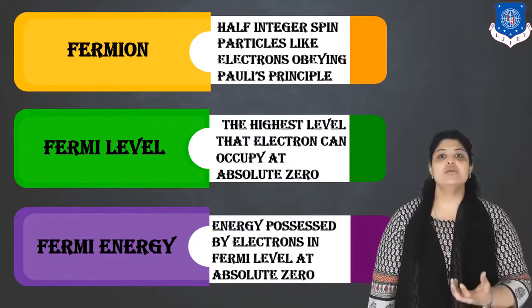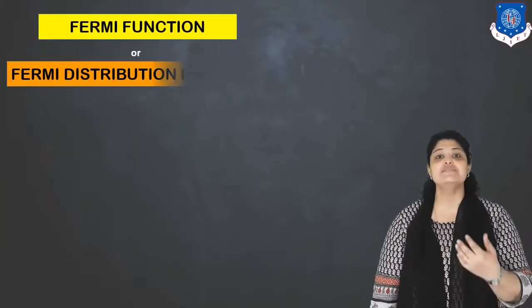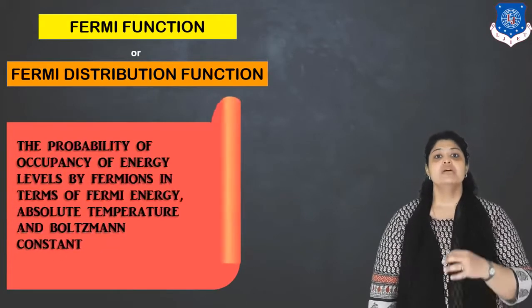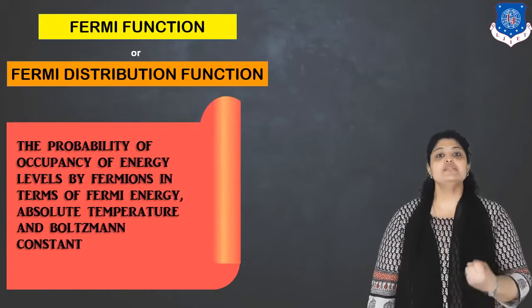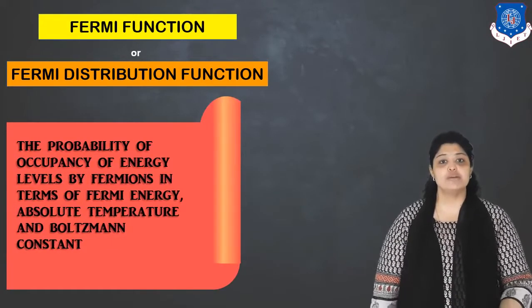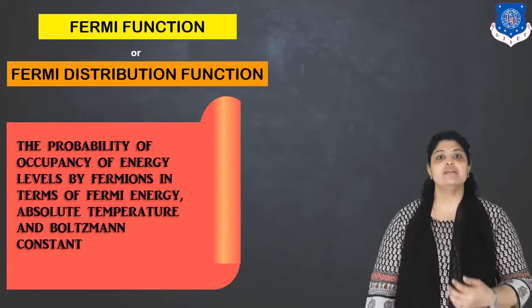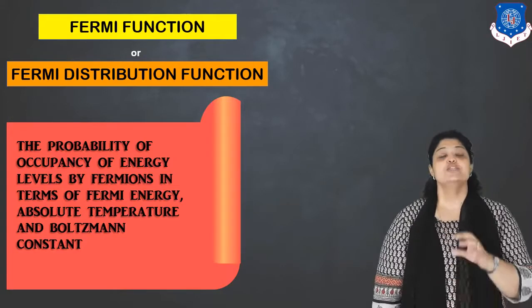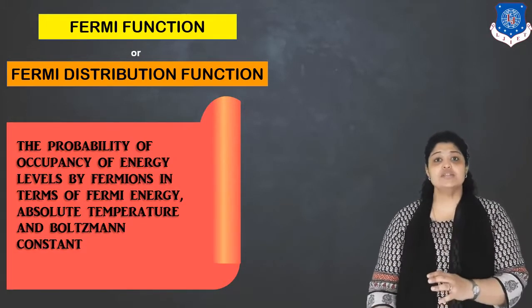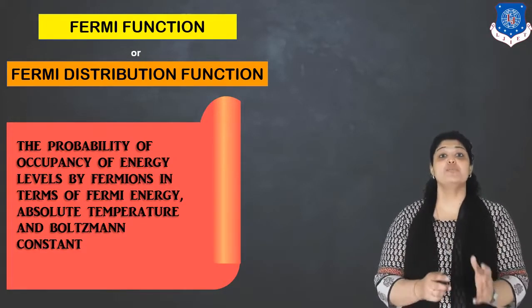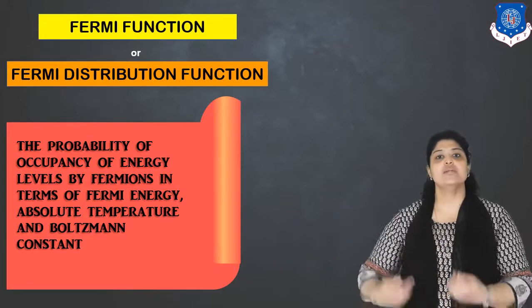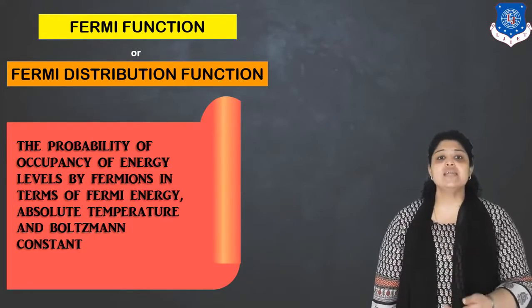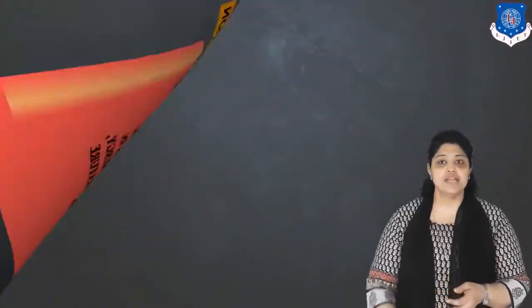Let's look at one more term related to this topic, that is Fermi function. It is also known as the Fermi distribution function. It is the probability of occupancy of energy levels by fermions in terms of Fermi energy, absolute temperature and Boltzmann constant. So it's a basic equation which relates probability of occupancy with these three terms. Let's see what the equation of Fermi function is.